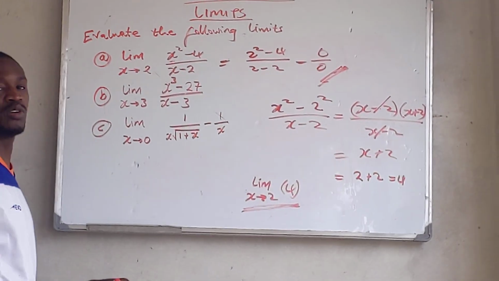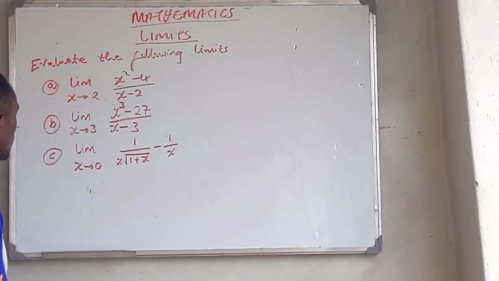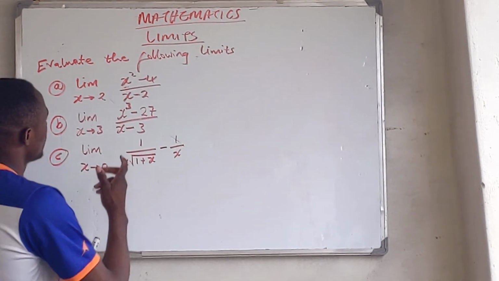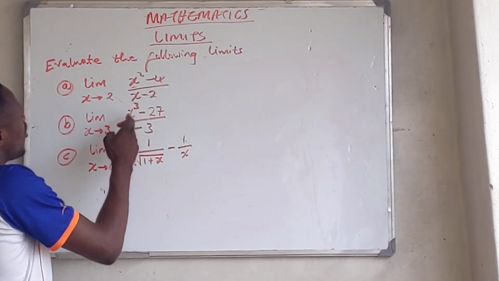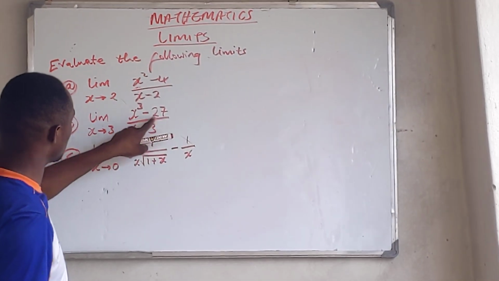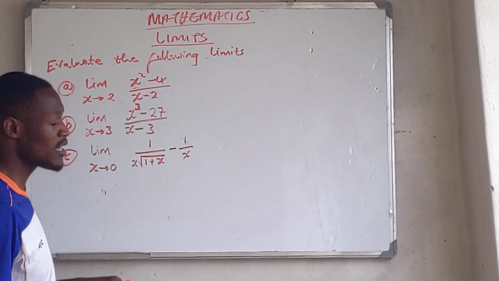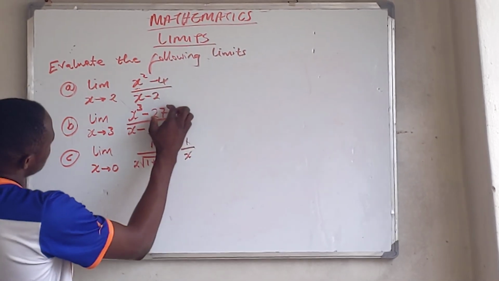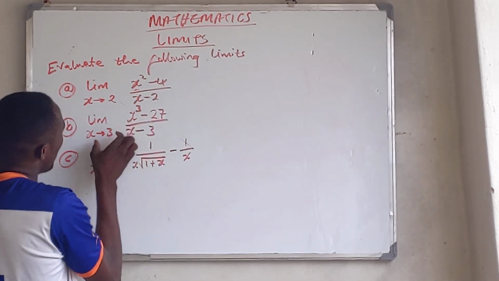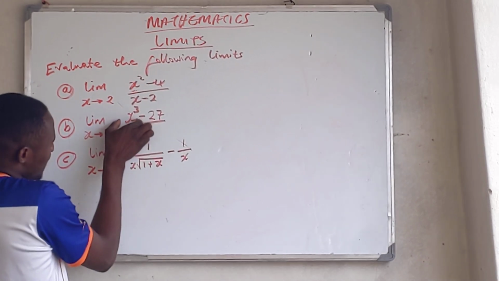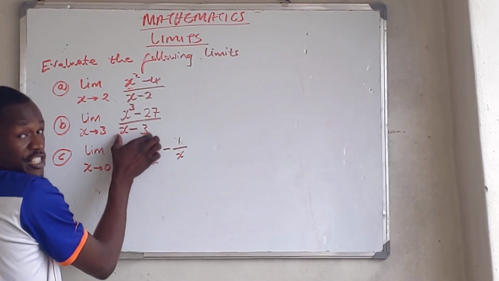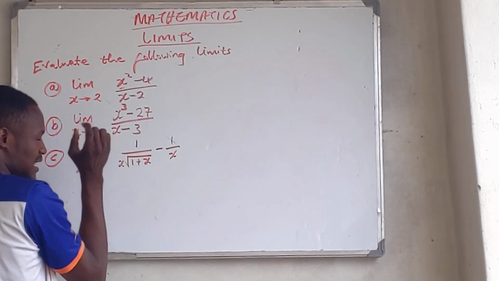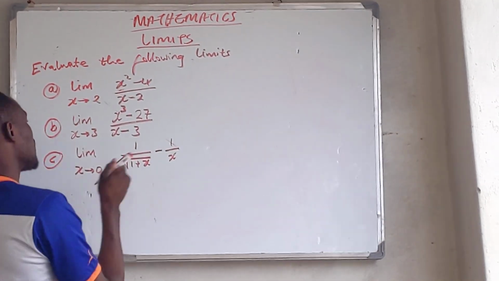Okay, let's go to the second problem. On the second problem, we have the limit as x approaches 3 of x to the power 3 minus 27, divided by x minus 3. We can see that if we substitute x by 3, automatically we are going to have a 0 here. Even here we'll have a 0. Therefore, we use the same factorization method.